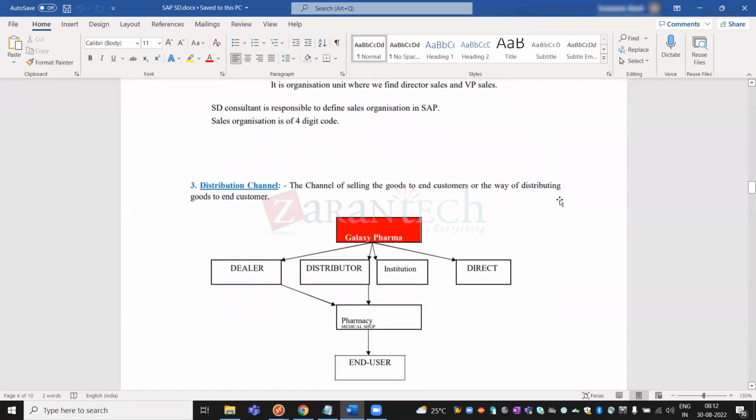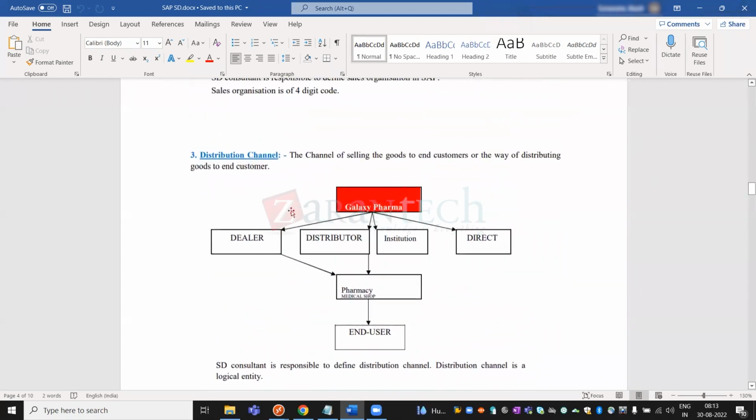Then there is the distribution channel. Suppose you want to buy a mobile phone: you can buy it online, or from a shop, or through any other medium. Likewise, the distribution channel is the way of distributing goods, meaning how you can procure or buy that particular material. It is a 2-digit code in the system.